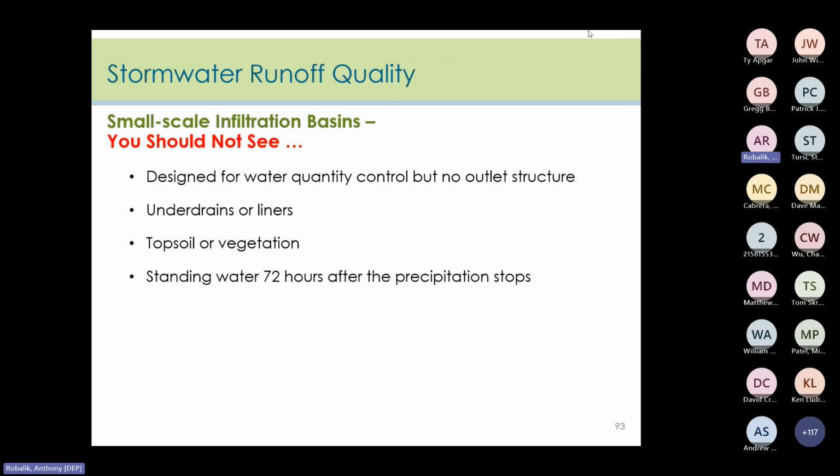So some things you should not see for small-scale infiltration basins. If they are designed for water quantity, they must have an outlet structure for the larger storm events. The reviewer should also not see any under drains or liners in the design, or any topsoil or vegetation in the landscape or planting plan. And there must be no standing water in the basin 72 hours after the precipitation stops.